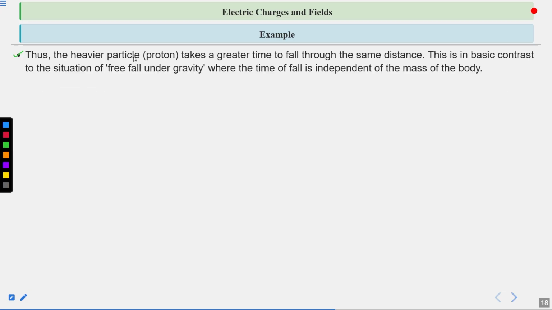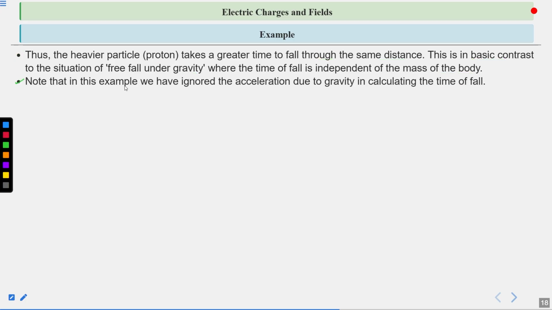Thus, the heavier particle, the proton, takes a greater time to fall through the same distance. This is in basic contrast to the situation of free fall under gravity, where the time of fall is independent of the mass of the body. This is an important point: time is independent of the mass of the body.